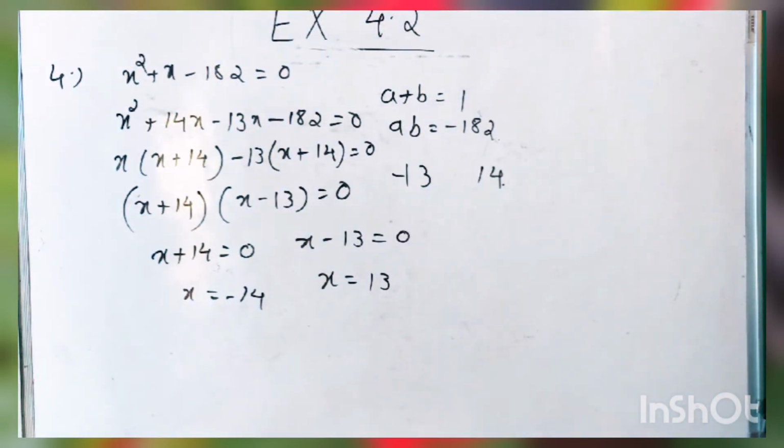We got two values, and in our question it is given that x is a positive integer. So we will take our x as plus 13. We can't take x is equal to minus 14 because it is not a positive integer.